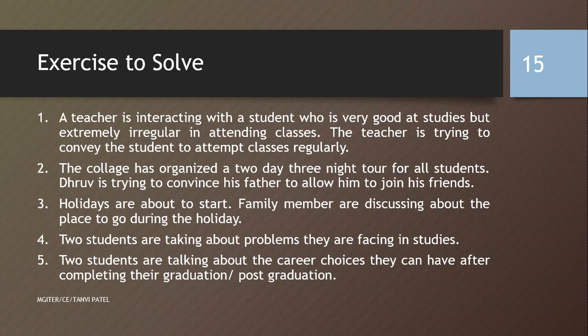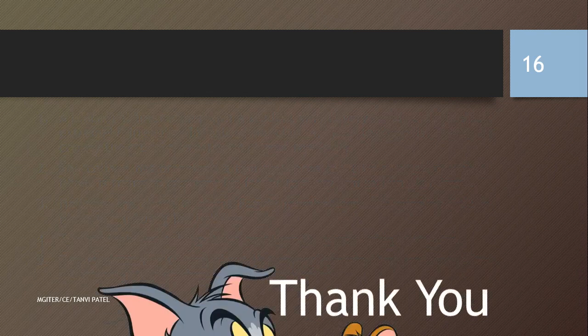The third one is that holidays are about to start. Family members are discussing the place to go during the holiday. The family members discussing can be father, mother and their child. So the role play can be between father, mother and child, or child and father, or child and mother. Fourth, two students are talking about problems they face in studies. And fifth, two students are talking about the career choices they can have after completing their graduation and post graduation. Thank you.